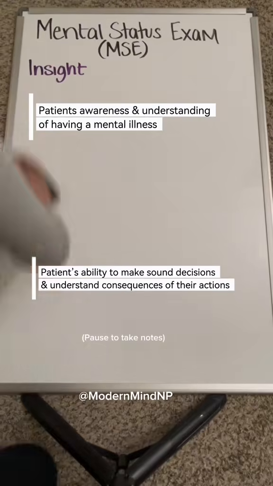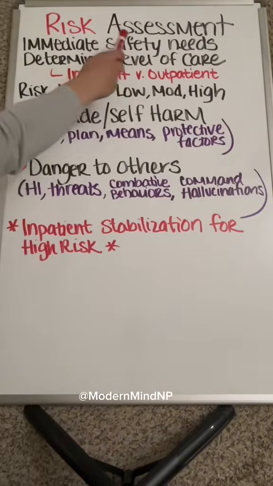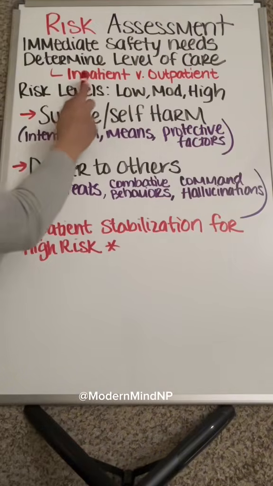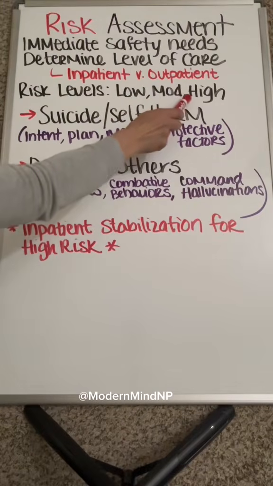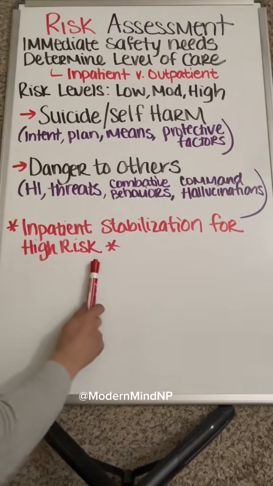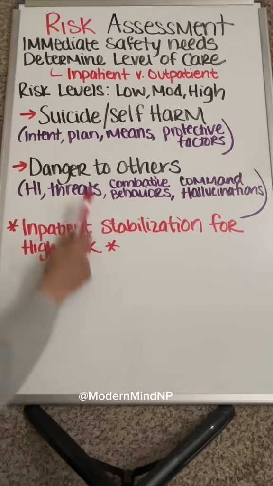consequences of their actions. After completing the full evaluation, now we want to look at how high their risk is. So we want to identify any immediate safety needs and determine the level of their care. Do they need inpatient versus outpatient? Is their risk low, moderate, high?